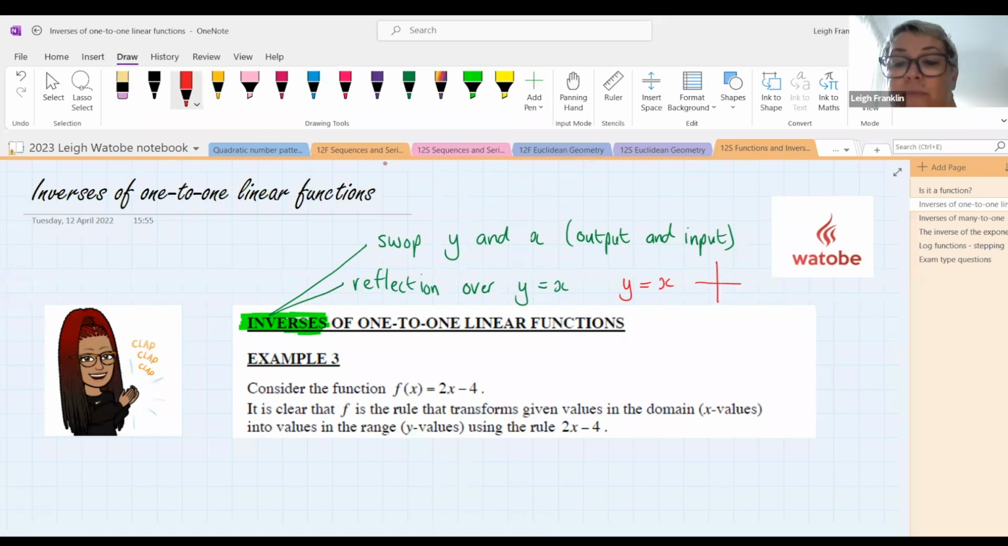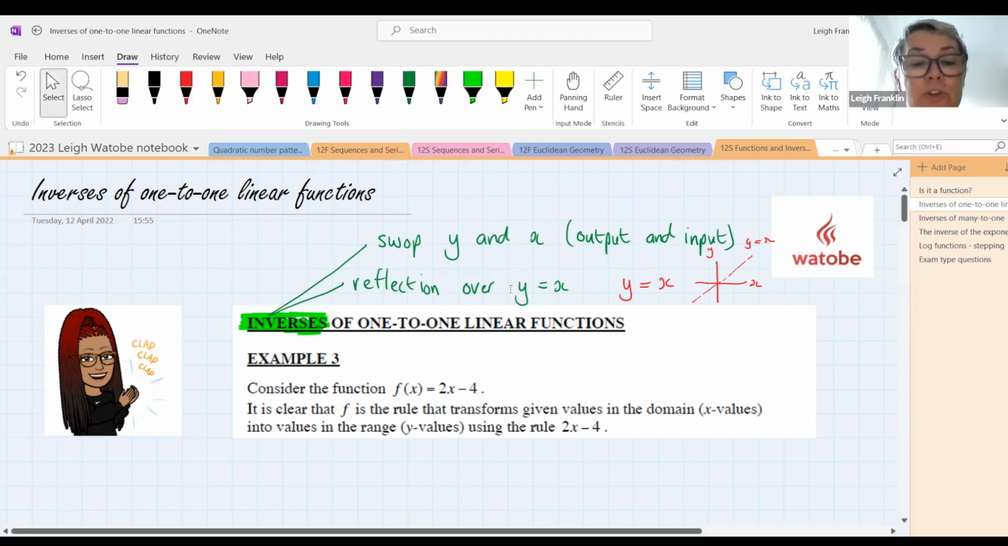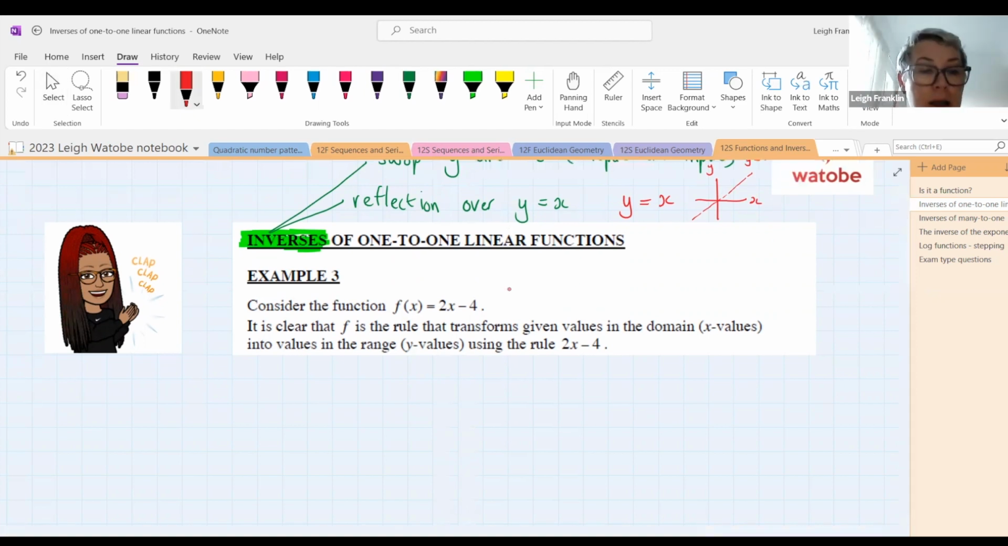So if that is my Cartesian plane, there's my x-axis, there's my y-axis. The line y equals x is a diagonal line that goes through the origin, and it has a gradient of 1. So that is the line that the reflection takes place over. Let's jump in and use the rule f of x equals 2x minus 4. That is my original function, and I can write it using functional notation because it is a function. It is a one-to-one function.